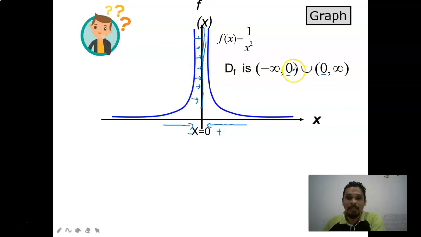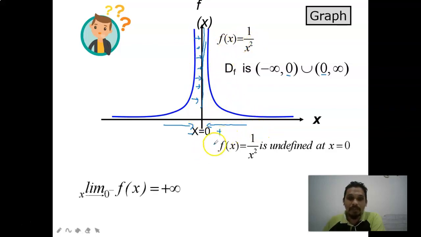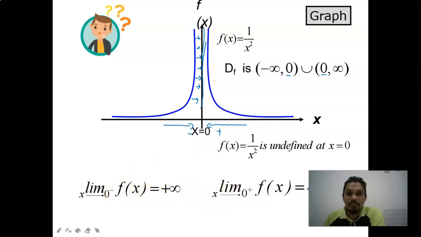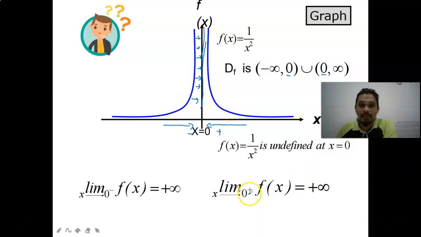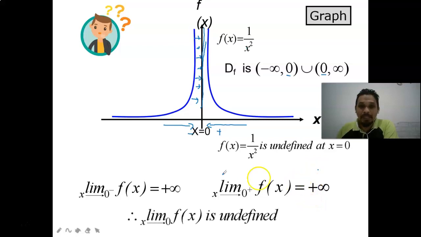So f(x) equal to 1 over x squared is undefined at x equal to 0. Yes, because when x equals 0, the whole function is undefined. And also the limit as x approaches 0 from the left equals positive infinity, and the limit as x approaches 0 from the right is also positive infinity. The limit of the function f(x) is undefined.